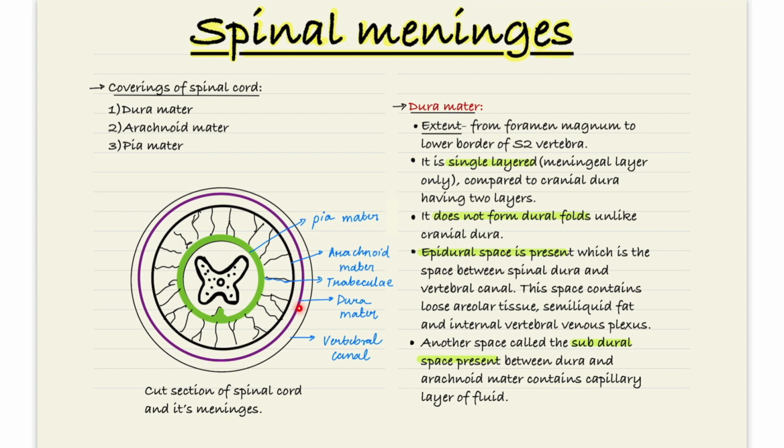Epidural space is present, which is the space between spinal dura and the vertebral canal. So the space between this purple and the black line is the epidural space, while in the cranial dura mater, the space between two layers of the meninges is known as epidural space. This space here contains loose areolar tissue, semi-liquid fat, and the internal vertebral venous plexus. Another space called subdural space, present between the dura and the arachnoid mater, contains a capillary layer of fluid, meaning the space between the violet layer and the black layer. This space is the subdural space.